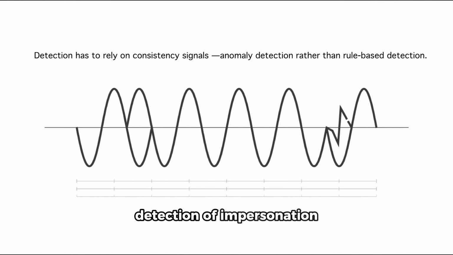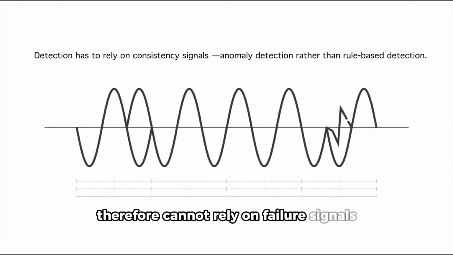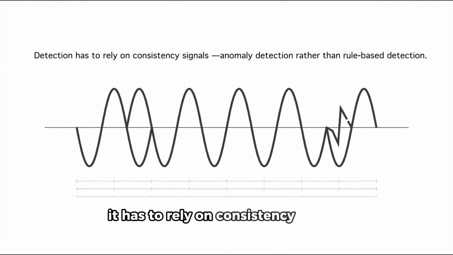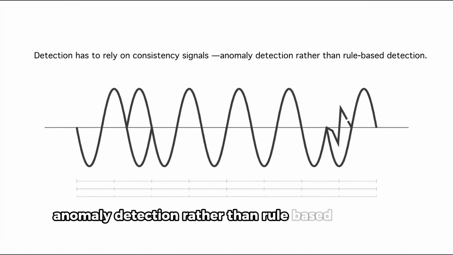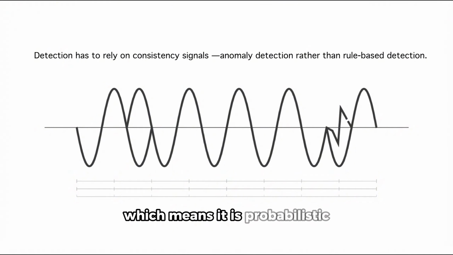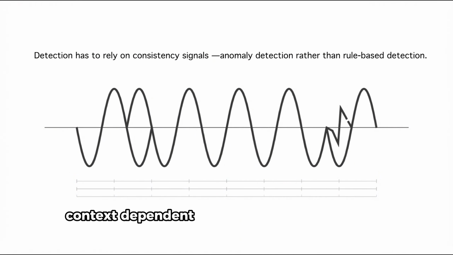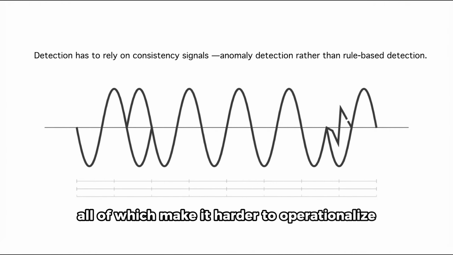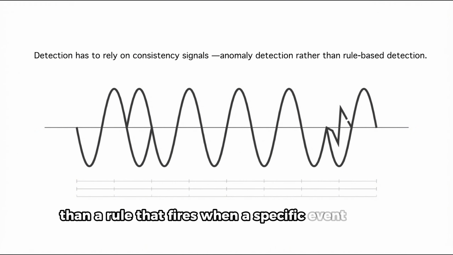Detection of impersonation, therefore, cannot rely on failure signals. It has to rely on consistency signals. Does the behavior of this identity match what we would expect from this identity? Is it accessing resources at expected times, from expected locations, in expected volumes, in expected patterns? Anomaly detection rather than rule-based detection, which means it is probabilistic, context-dependent, and produces false positives, all of which make it harder to operationalize than a rule that fires when a specific event occurs.